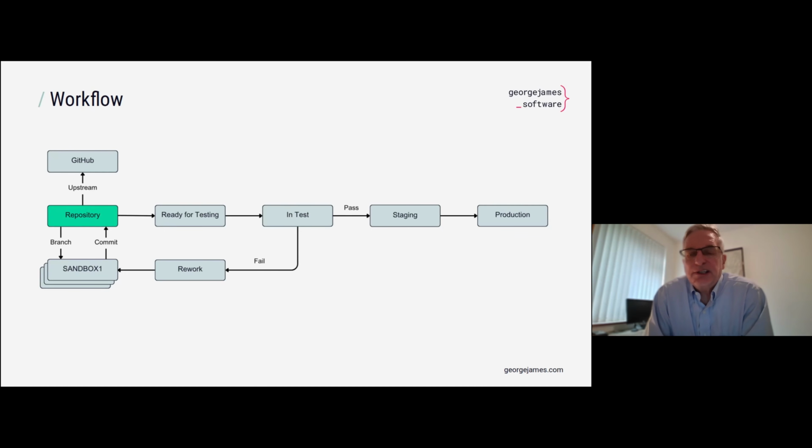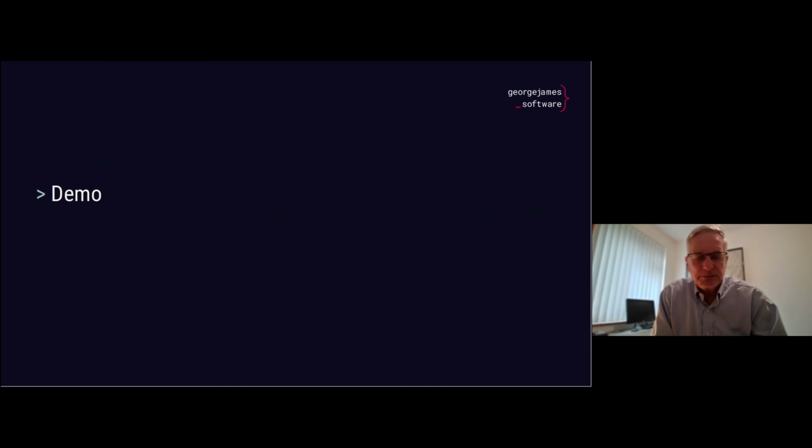Once it's reached staging, there's a final step, which is to deploy it into production. And so that box on the right-hand side represents the live namespace on the production server. So that's our workflow. We'll be revisiting this as we work through the demo. And so, without any more talking, we'll get on with the demo.